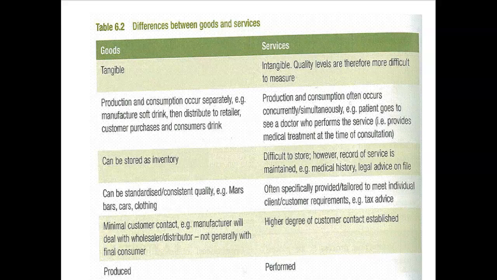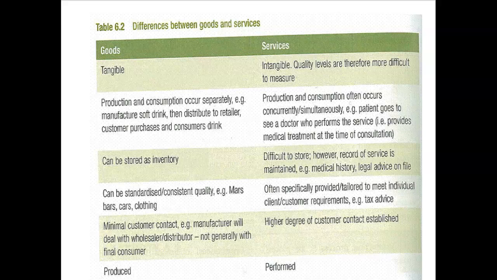Right, let's have a look at services here. So we know the first one, intangible, being the service rather than tangible, tends to be a sale of labour rather than an exchange of goods. So a service is intangible. On the next point down, production and consumption often occurs concurrently, simultaneously. So you've got there a patient goes to a doctor. The service is the doctor providing the service. The doctor can't provide the service unless the customer, being the patient, is there. So that's one example of that.